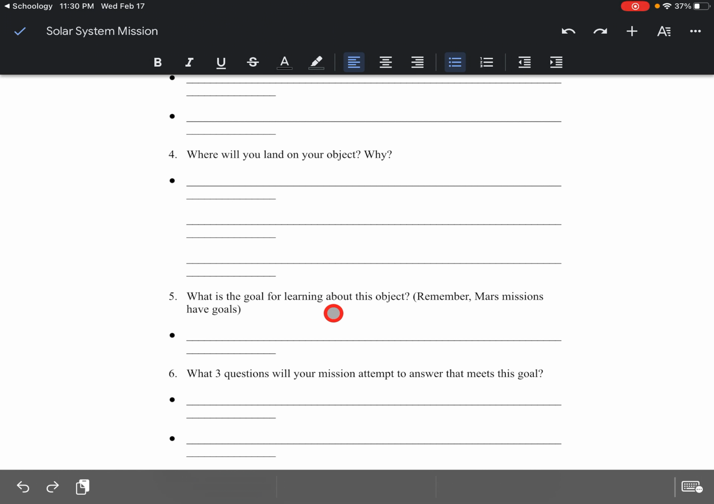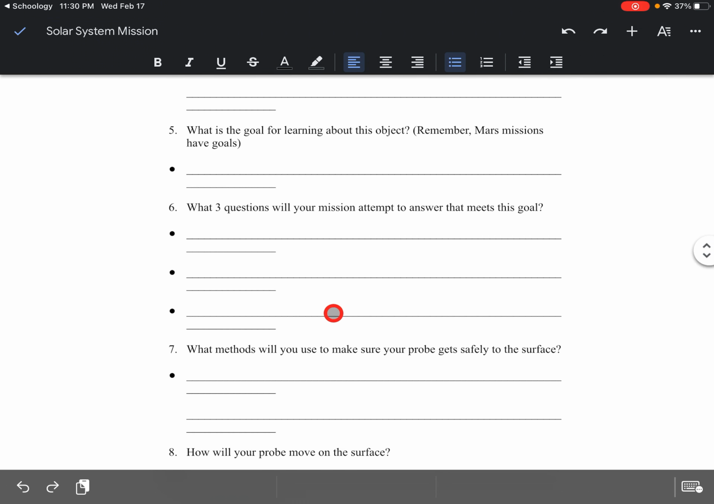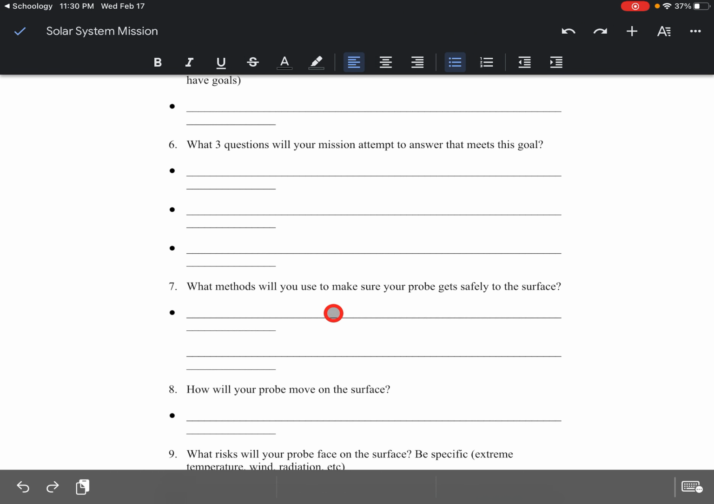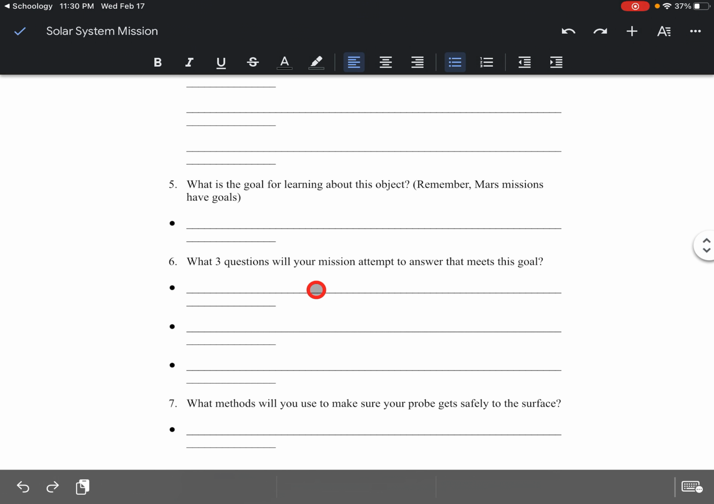What's your goal? Remember, for Mars missions, their goals are to try to determine if life existed there, to determine what the climate is like, to determine what the geology is like, and to prepare for humans. If you wanted your goals to be one of those, that'd be fine. If you think that a different goal would be better for your planet, that's fine too. And then your mission should try to answer 3 questions to meet that goal.